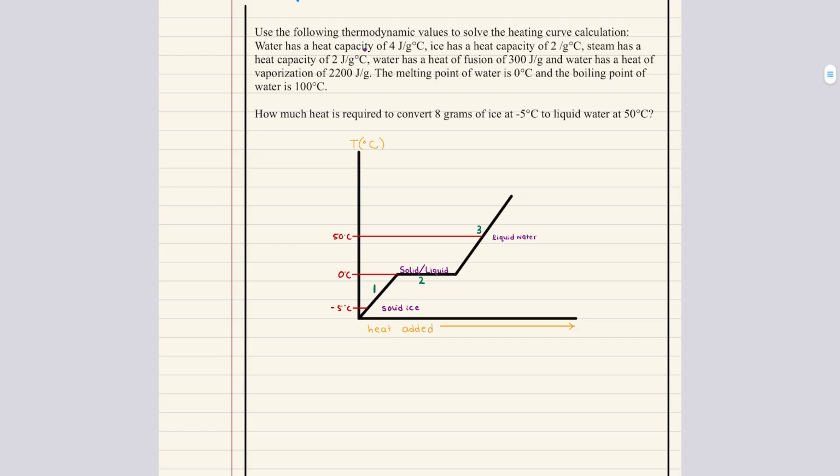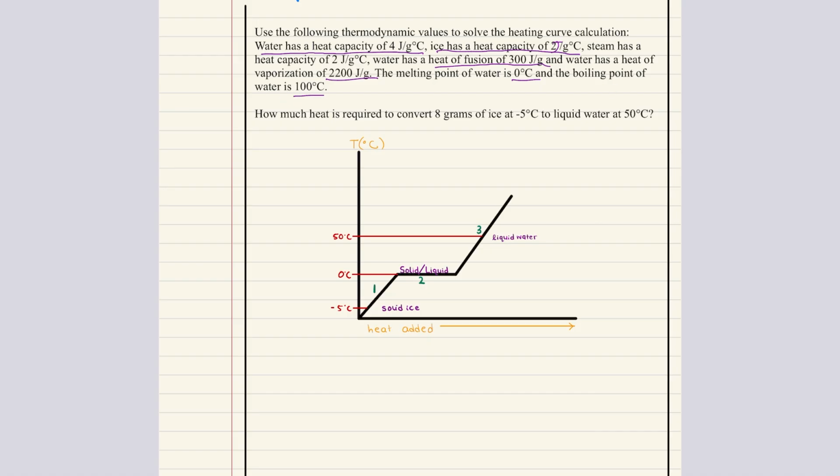This one says, use the following thermodynamic values to solve the heating curve calculation. We're told that the water has a heat capacity of 4 joules per gram times Celsius. Ice has a heat capacity of 2 joules per gram times Celsius. Steam has a heat capacity of 2 joules per gram times Celsius. Water has a heat of fusion of 300 joules per gram, and water has a heat of vaporization of 2,200 joules per gram. The melting point of water is 0 degrees Celsius, and the boiling point of water is 100 degrees Celsius.